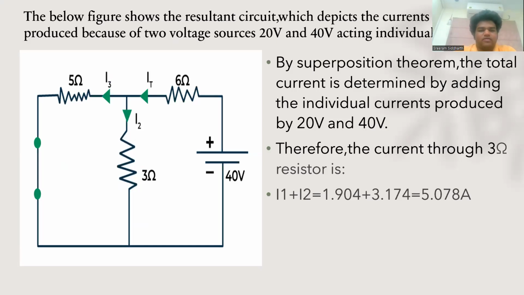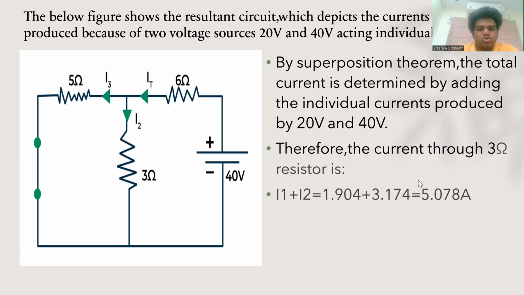Now with the help of I1 and I2, by the superposition theorem, the total current is determined by adding the individual currents produced by 20 volts and 40 volts. We got I1 as 1.904 and I2 as 3.174. The total will be 5.078, which is the current through the 3 ohm resistor. The current passing through the 3 ohm resistor is 5.078 ampere. That's the final answer.